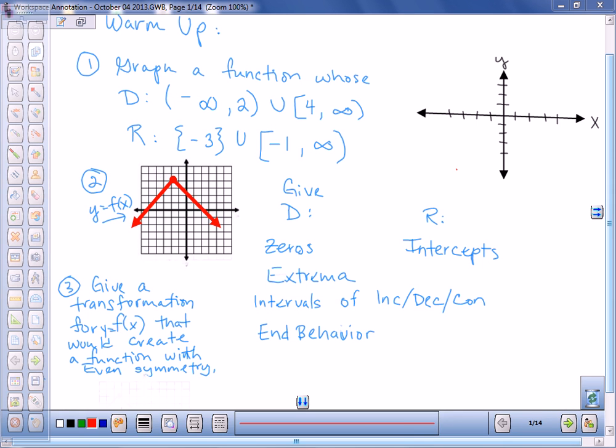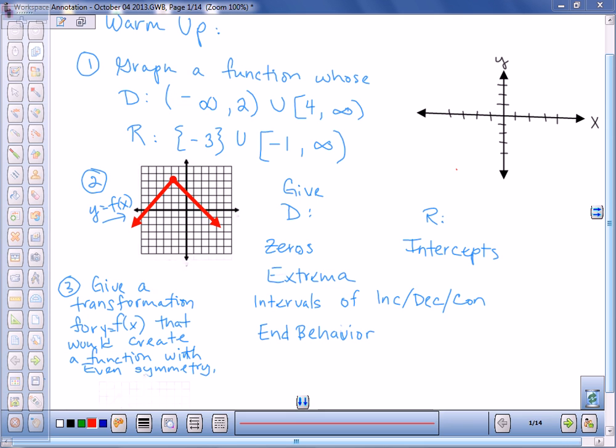Class, if you would take out your homework and then get started on your warm-up. The warm-up is on the board, and the warm-up is a review of some of the material we've worked on this unit. Number one, I ask you to graph any function where the domain is from negative infinity to 2, union with 4 to infinity. The range is a set that contains the element negative 3, union with negative 1 to infinity.